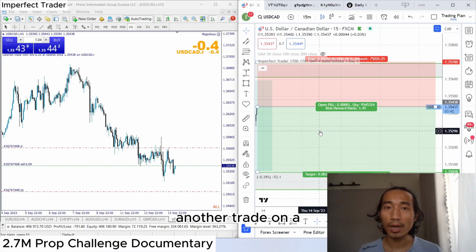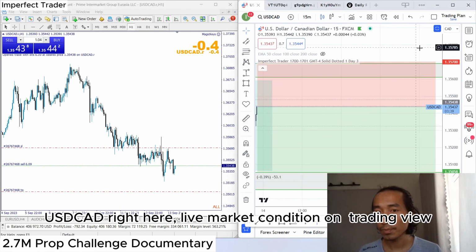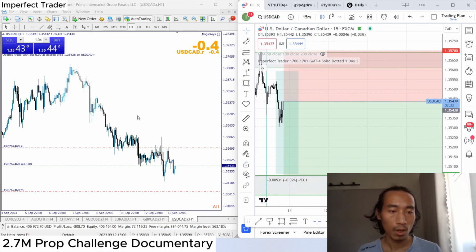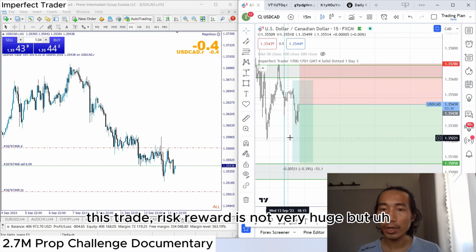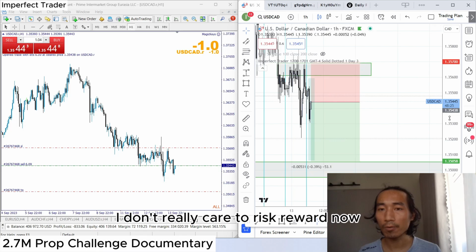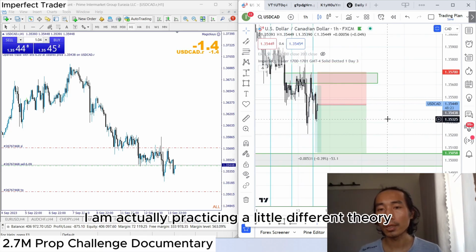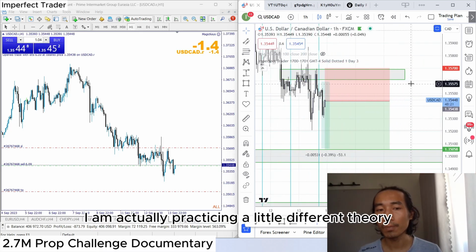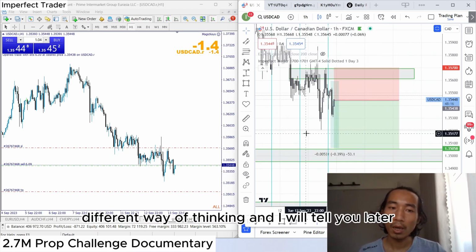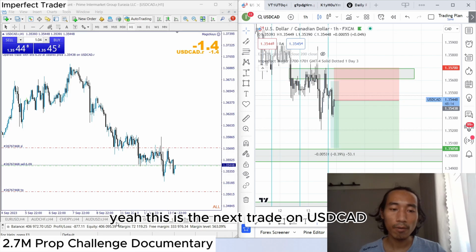Another trade on USD CAD right here, live market condition on TradingView. This trade, the risk reward is not very huge, but I don't really care about risk reward now. I am actually practicing a little different theory, a different way of thinking, and I will tell you later. But yeah, that is the next trade on USD CAD.